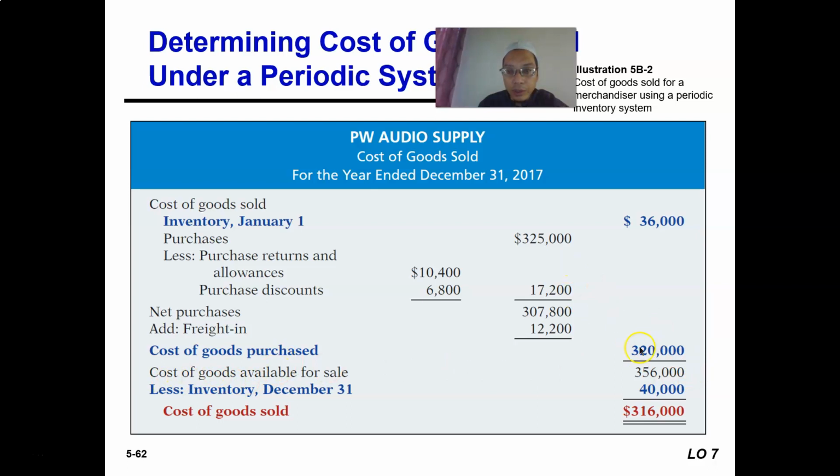So 320,000 comes from the purchases until the net purchases and the freight in, and then we add that to the opening inventory. When we add the opening inventory, it will become the cost of goods available for sale, which is 356,000. Then from there we minus the ending inventory and we come to the cost of goods sold.